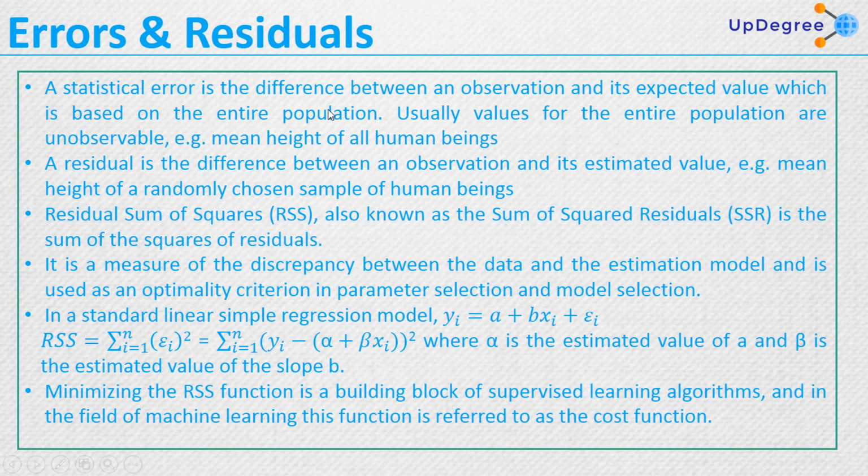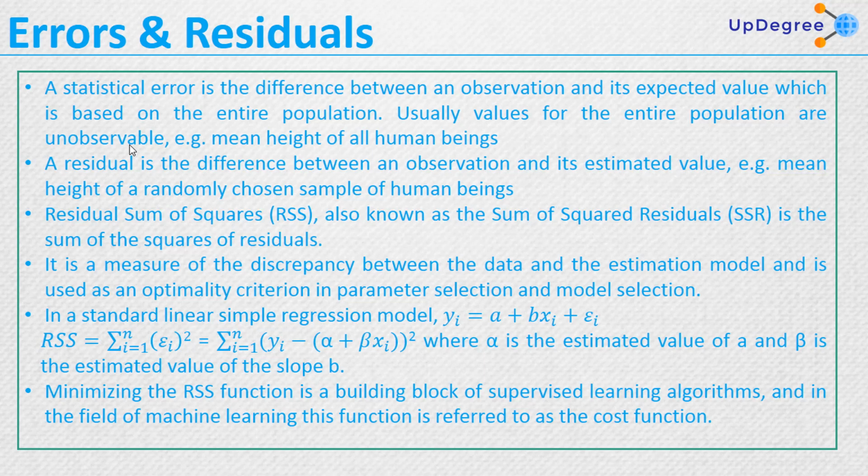A statistical error is the difference between an observation and its expected value, which is based on the entire population. So remember, the errors will be calculated on the entire population. That means not on the sample but on the entire population. Usually values for the entire population are unobservable. That means the population might have a big size, so it is very difficult to calculate the mean age of the population or the mean height of all human beings and so on.